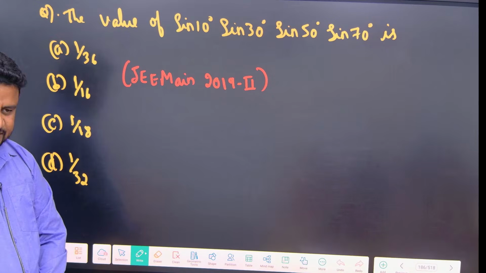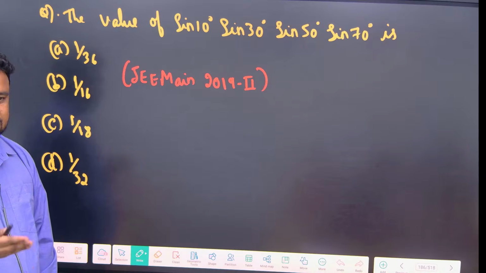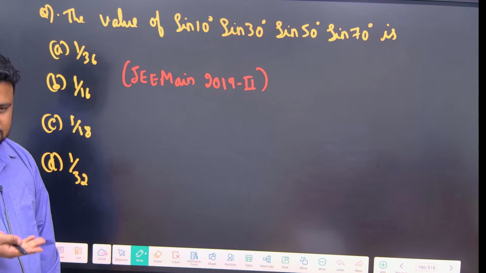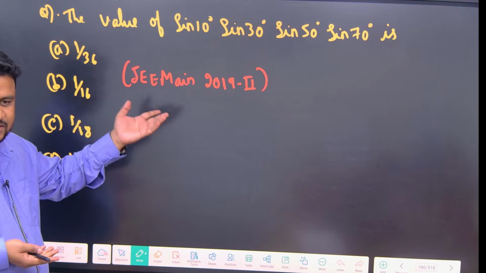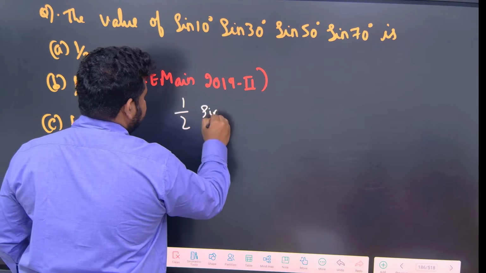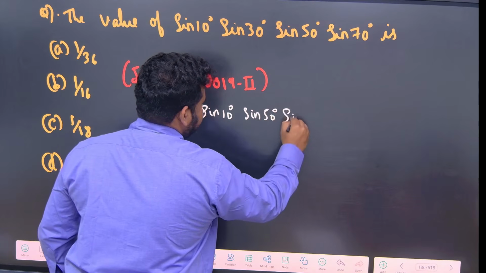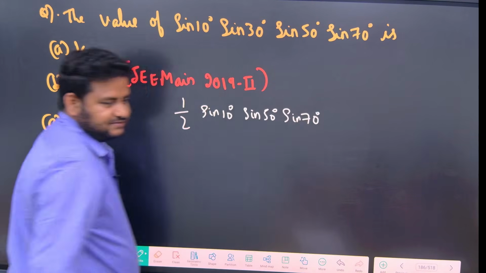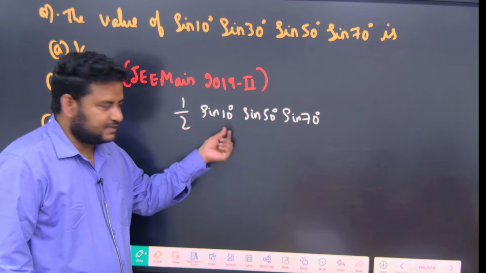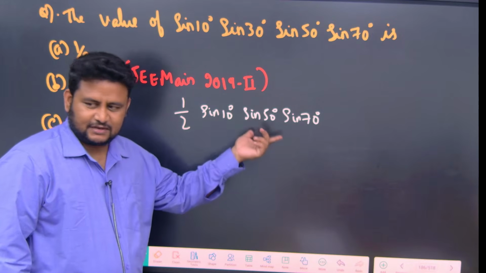See, understand one thing, if they give any value between 0 to 90, standard angles 0, 30, 45, 60, 90, definitely you know the value directly. Put the value. So sin 30 I can write the value as 1 by 2. So this will be 1 by 2 into sin 10, sin 50, sin 70. Now this is of which form? Here A is 10 degree, here it is 60 minus 10, 60 plus 10. So again our formula we can apply.